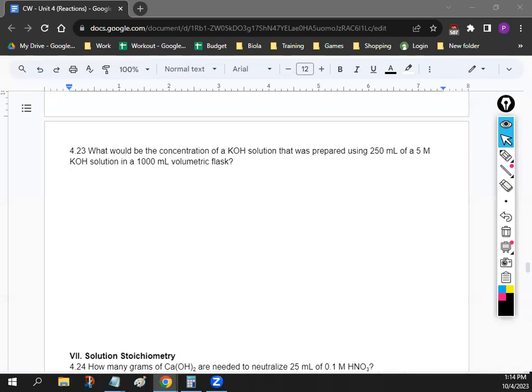All right, so before we do the actual calculation, let me go over what's going on just so we can visualize it. In this question, it's asking, what's the concentration of a KOH solution that was prepared using 250 milliliters of a 5 molarity KOH solution? So your stock solution, this is your stock. What is the concentration of your stock solution according to this problem? It's 5 molarity. How much of the stock solution did you take out?